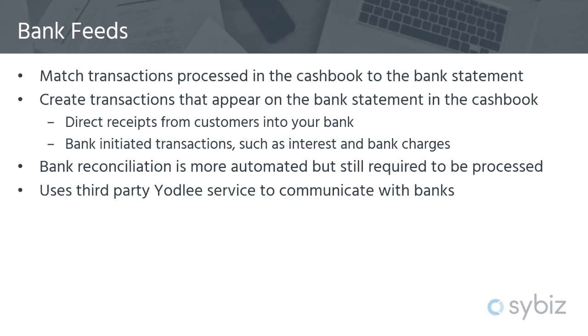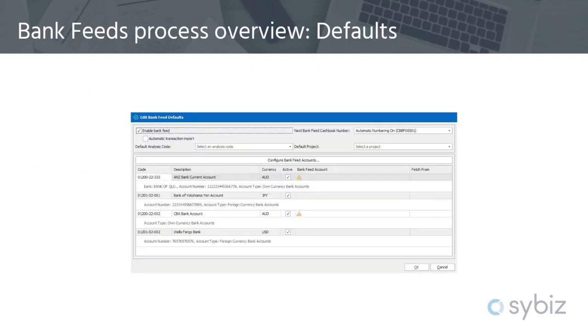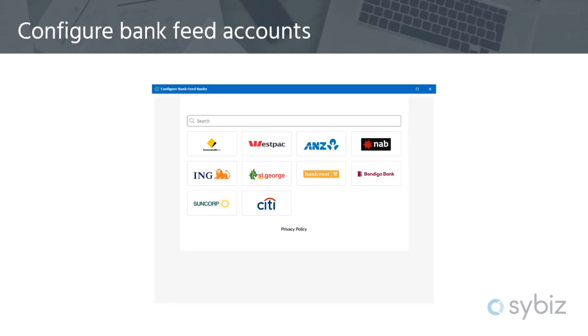And there are privacy policies and terms and conditions, etc., that you can look into as part of the process as well. And just taking you through a process overview, there's a bit of setup to do just to get started. And so I'm just going to walk you through that just on a screen capture viewpoint. So you start your journey by going into bank feed defaults, tell the system that you want to actually enable the bank feeds in the first place. And then you need to configure your bank accounts, your bank feed accounts.